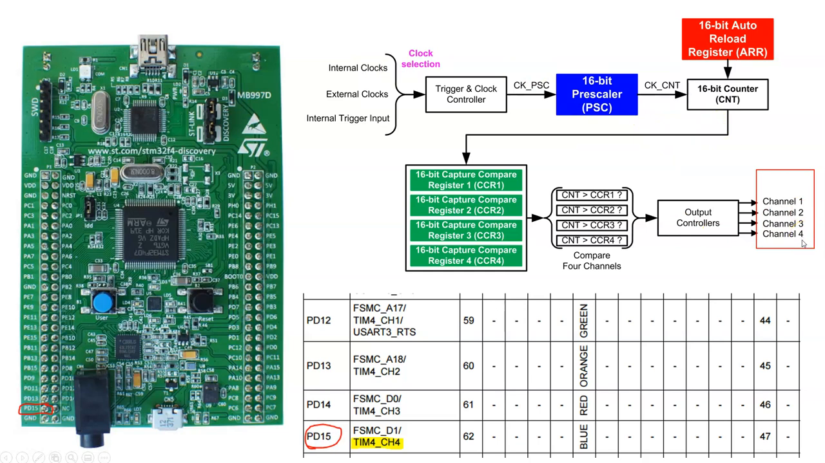How often do we want this event to happen? How often do we want to change this freely running counter value? Well, that depends on the prescaler and the ARR register, right? Once that happens, then whatever is in the counter, we can compare using the capture compare register, okay? So now let's go and do that.